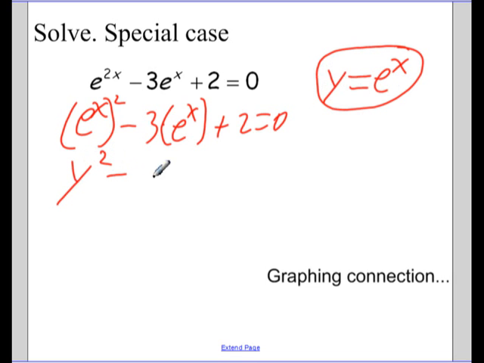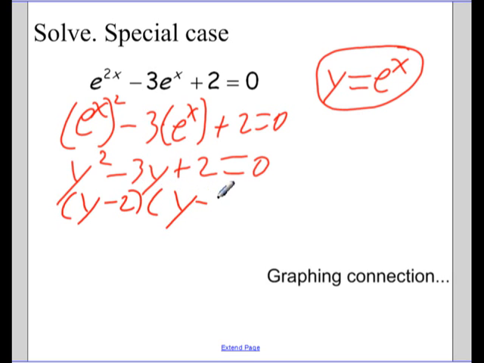So I get y squared minus 3y plus 2 equals 0. And now we have a pretty simple equation to solve, actually. We can just factor that. We get y minus 2, y minus 1. So y is equal to 2, or y is equal to 1. So pretty simple to solve.